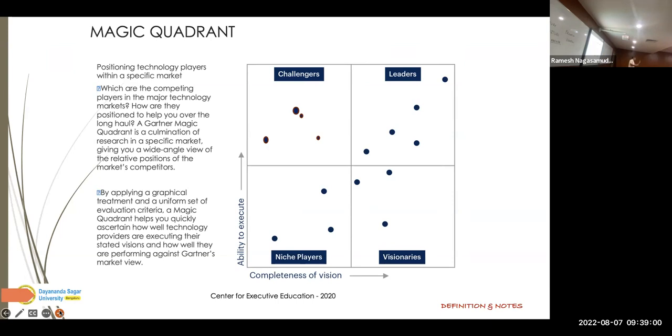Need not be. Let's take the example of electric scooters. In my opinion, I don't think there's a leader at this stage. At this stage, we'll assume that nobody is a leader.